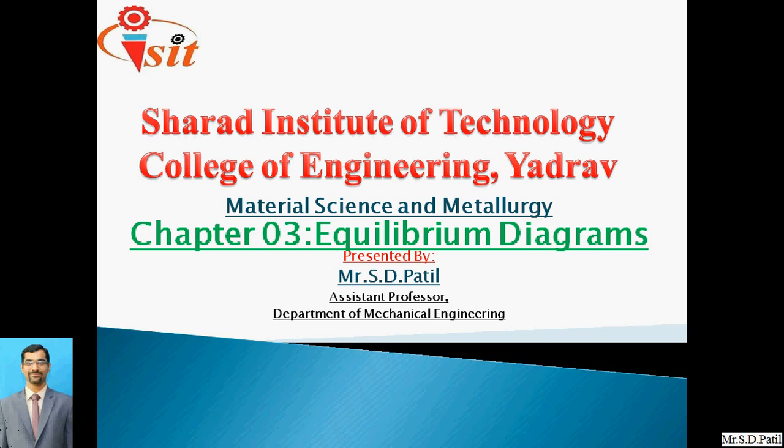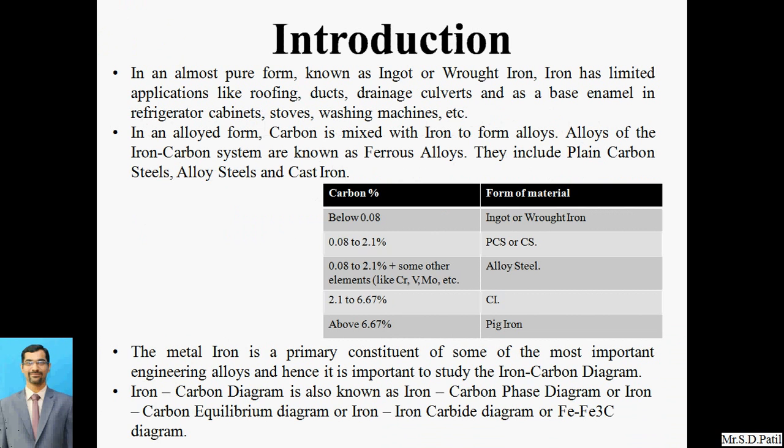In the equilibrium diagrams, we have covered many contents, such as the cooling curves and all those things. Now the main content of this equilibrium diagram topic is the Fe-Fe3C diagram. Before going to that, you should try to understand the different basic concepts in the Fe-Fe3C diagram, that is, iron and carbon.